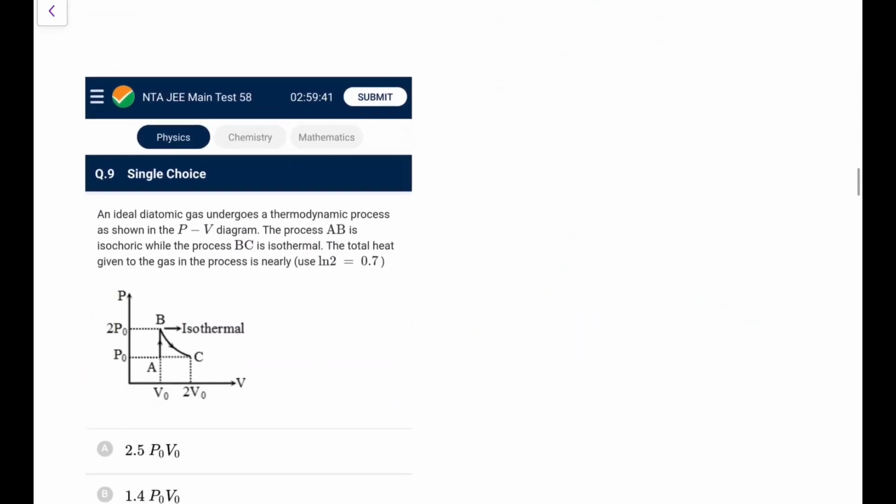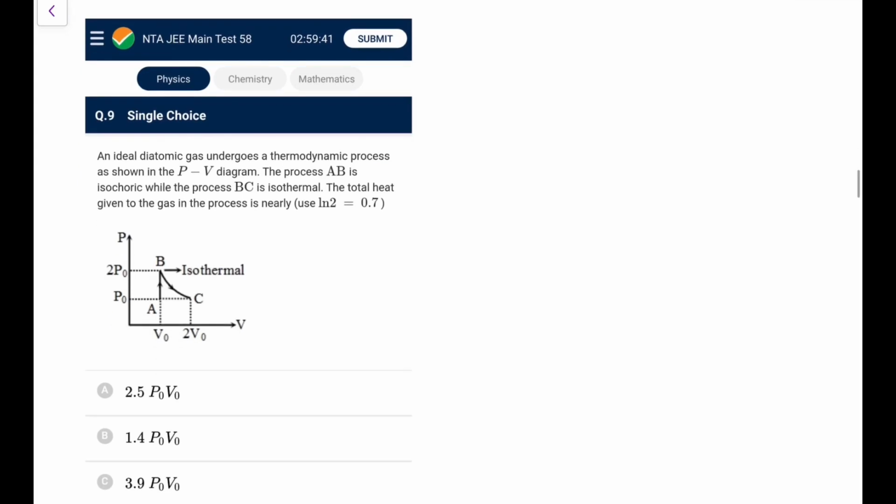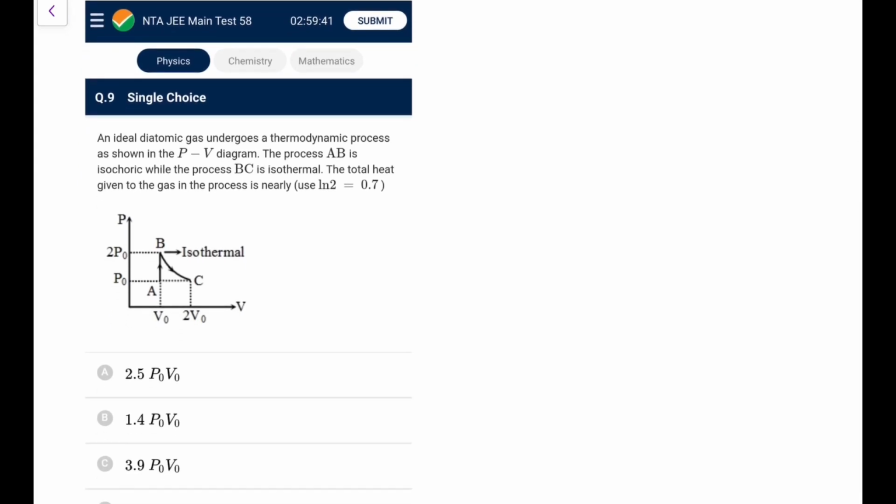Okay, next one. Question number 9. An ideal diatomic gas undergoes a thermodynamic process as shown. The process AB is isochoric while BC is isothermal. Total heat given to the gas. So first of all, what is QAB? QAB, you write it as nCv delta T.